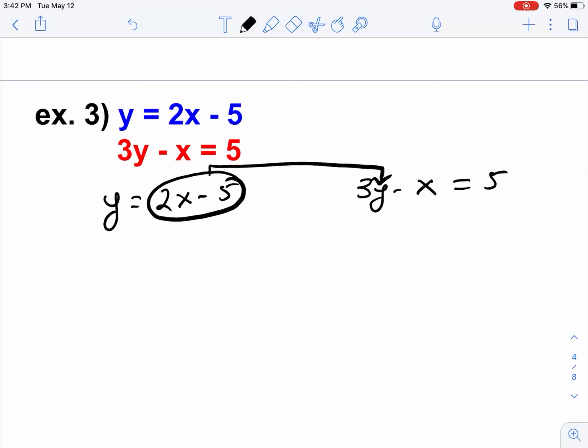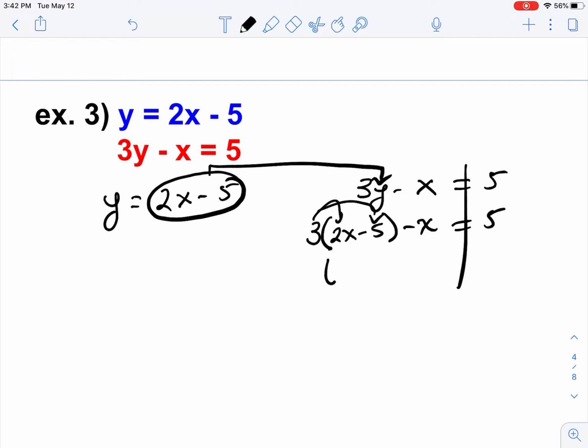Okay, so 3 is in front of the y. That means 3 times y. That means it has to be 3 times whatever we substitute for y. So put your parentheses so we can make sure that 3 multiplies everything inside. 3 gets distributed to this whole amount. And then you still have a minus x, and an equals, and a 5.